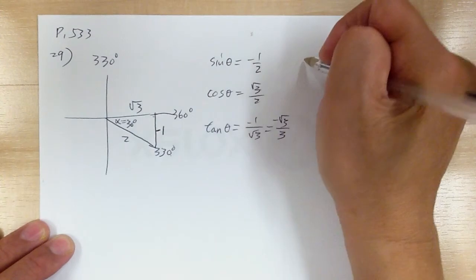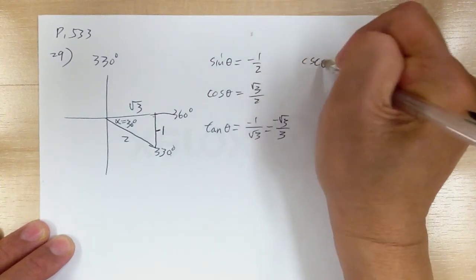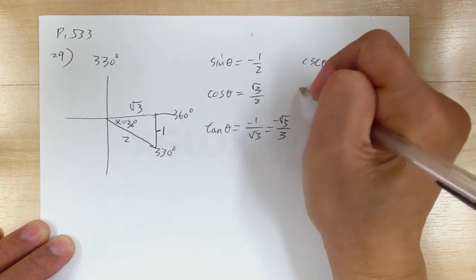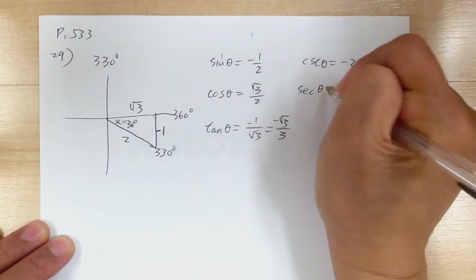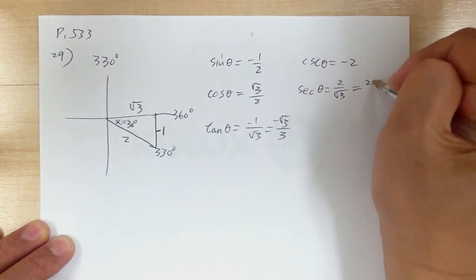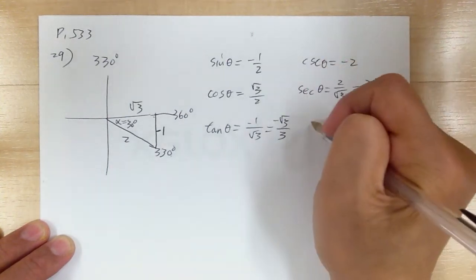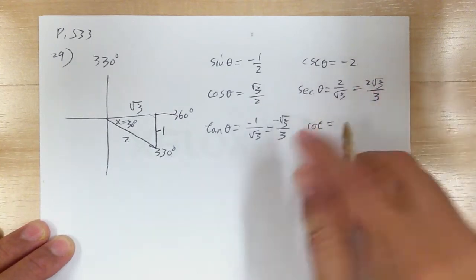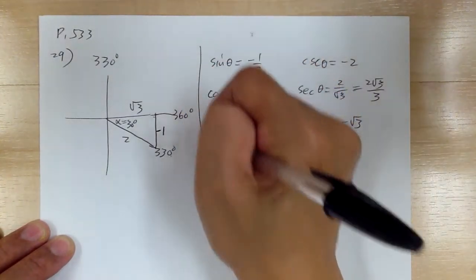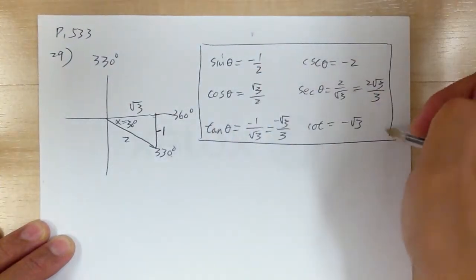So sine, you get cosecant. By flipping upside down, you get negative 2. And secant, you flip it upside down, you get 2 over square root of 3. So you get 2 square root of 3 over 3. And cotangent, you want to flip this upside down, so you get negative square root of 3. And that would be your answer for the 6 functions.